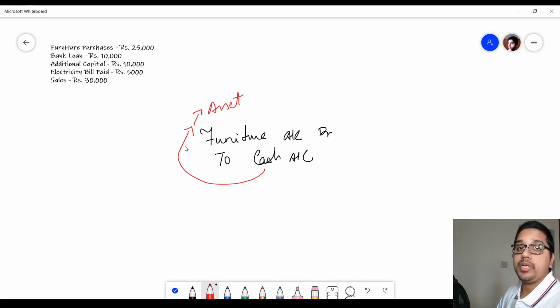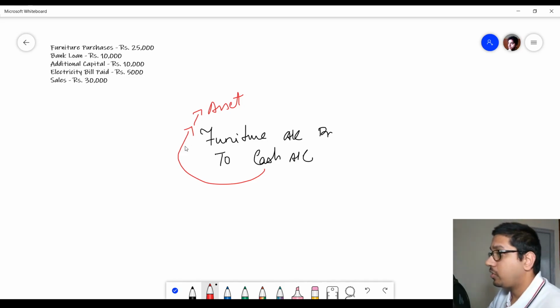Now what you have to remember here is you're converting a liquid asset, which is cash, into a fixed asset, which is furniture. That is why one form of an asset can always be converted into another form of an asset through purchases or sales. So over here, you're purchasing furniture, which is a fixed asset in the business, and that is why you're debiting furniture. And you're crediting cash because you're paying the amount in cash to purchase the furniture.